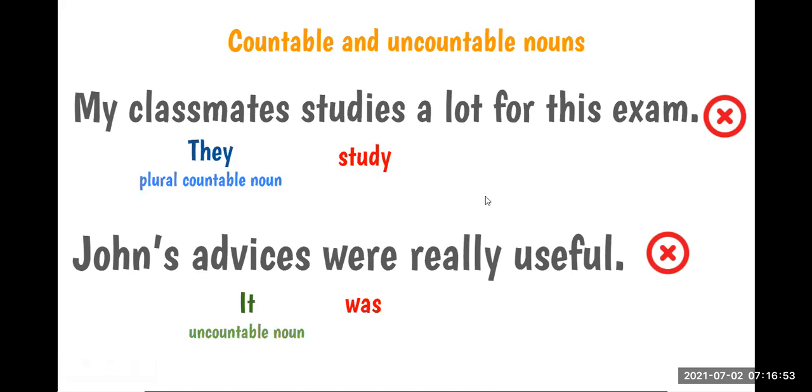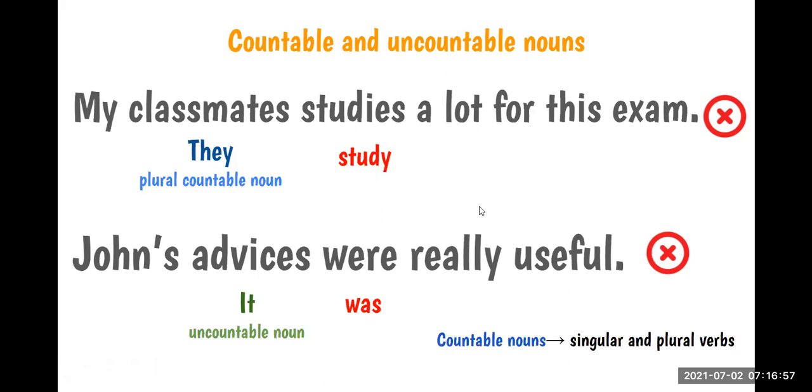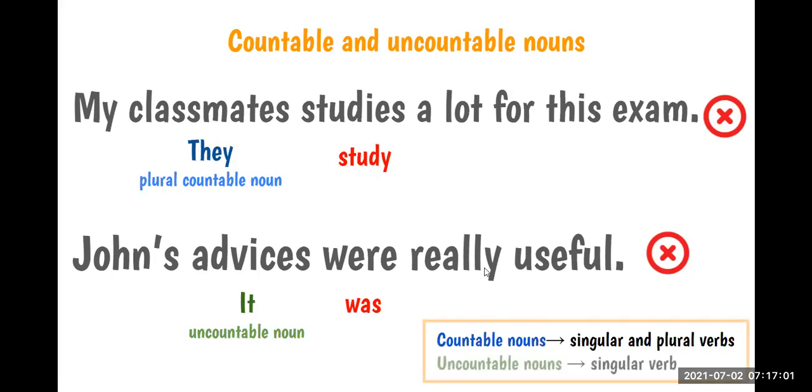Okay, very good. So when we have countable nouns, we can have singular and plural verbs. But when we have uncountable nouns, we just have singular verbs. Singular. Okay, we don't use plural verbs for uncountable. Okay, let's go to the next one.